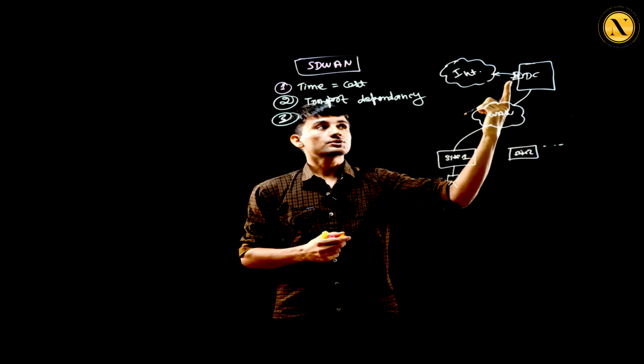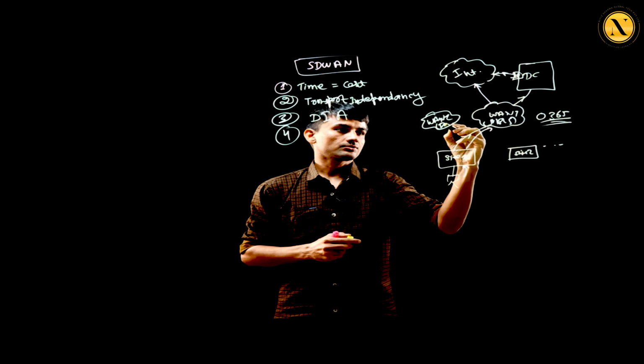So it brings me to the next point, where if you are having multiple WAN links, let's say WAN 1 is MPLS and WAN 2 is internet, whatever example you want, so simply internet.